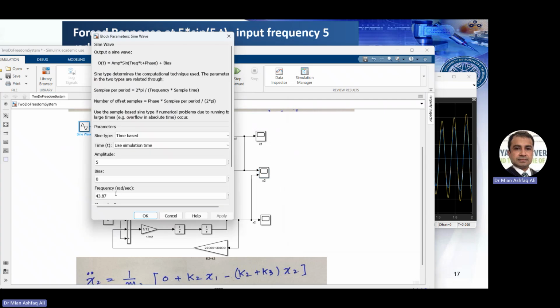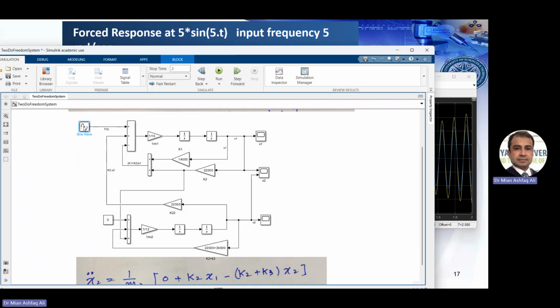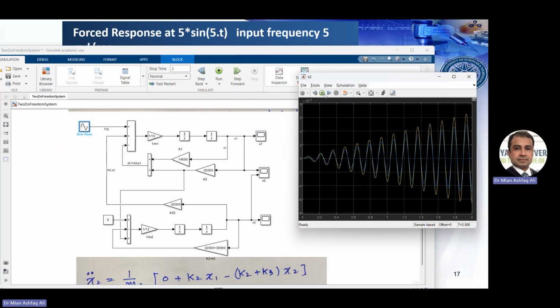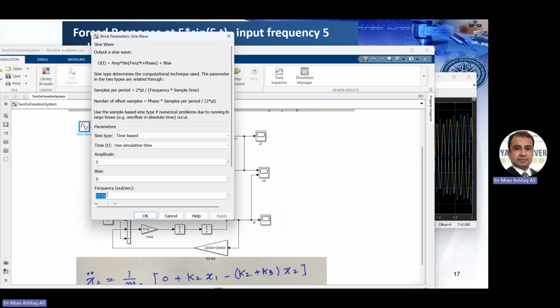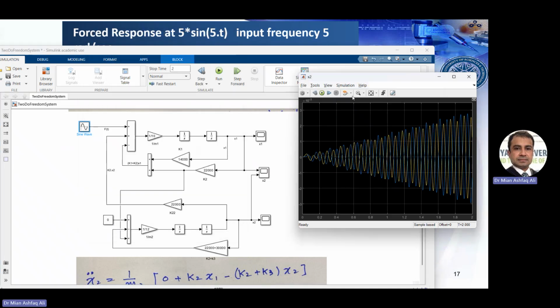Similarly, if we go to the second natural frequency and make the excitation frequency equal, that would be 77.51. 77.51 is the second natural frequency, and if we vibrate this system at that frequency, we can see the system is still resonating and both masses are moving out of phase. In the first resonance point, they are moving in phase. At the second, they are moving out of phase. Now let's come back to 43.87, and we would see the in-phase motion.